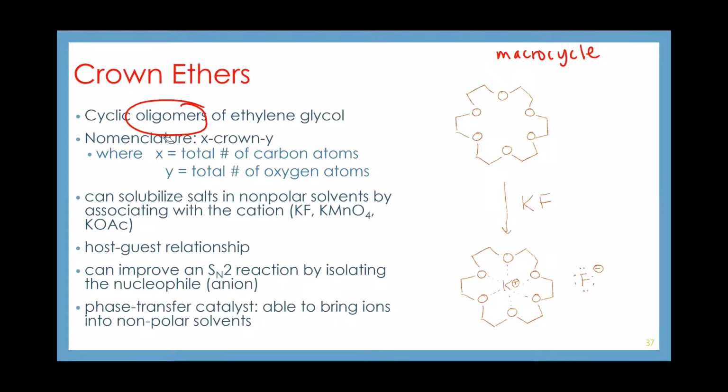The way that crown ethers are named is they're called X crown Y. So X is the total number of carbon atoms, Y is the total number of oxygen atoms. So what would be the name of this compound here?